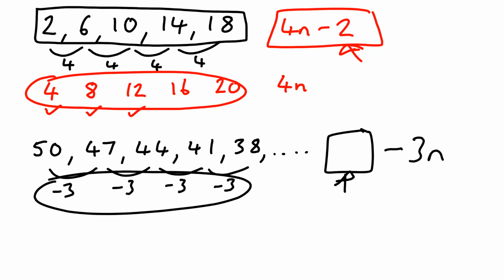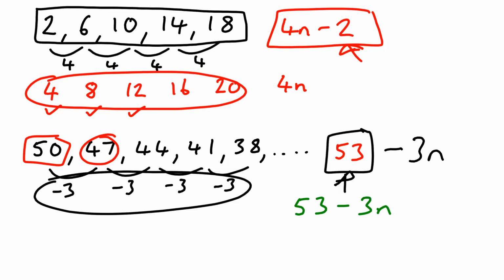So what number do we have to start with? Well, if we look at the first term here of 50, that has already had a 3 taken off it, because it's going to be a number take away 3 times 1. So in order to get that first term, I would have had to start with 53. Because 53 take away 1 lot of 3 gives me 50. And then the next term would be 53 take away 2 lots of 3, which is 47, and so on. So here is my nth term. It is literally just 53 take away 3n.